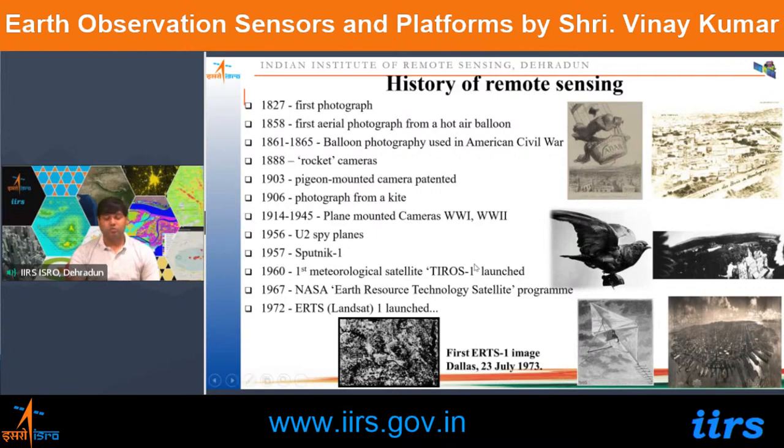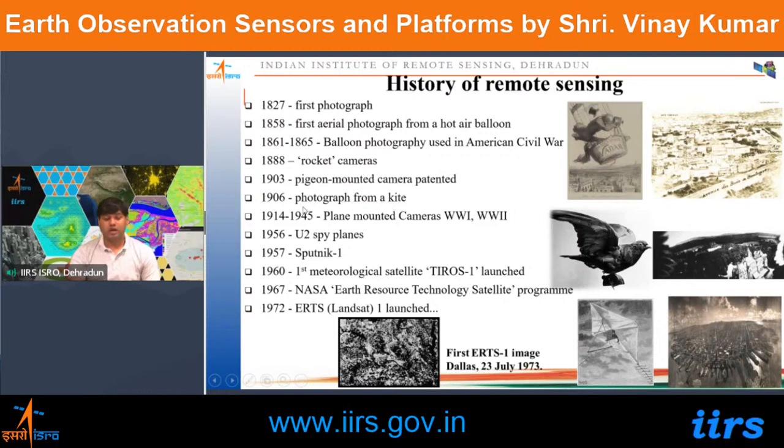Now, how did remote sensing evolve? It evolved with the invention of the camera. In 1827, the first photograph was taken. Now you can see various types of platforms were used. In 1858, people were using hot air balloons to take photographs. Balloon photography was used in the American Civil War. Then in 1888, rocket cameras were used. In 1903, pigeon-mounted cameras were patented. You can see here how the cameras are mounted on the pigeon, and this is the pigeon photograph. You can see the wings in this particular photograph also.